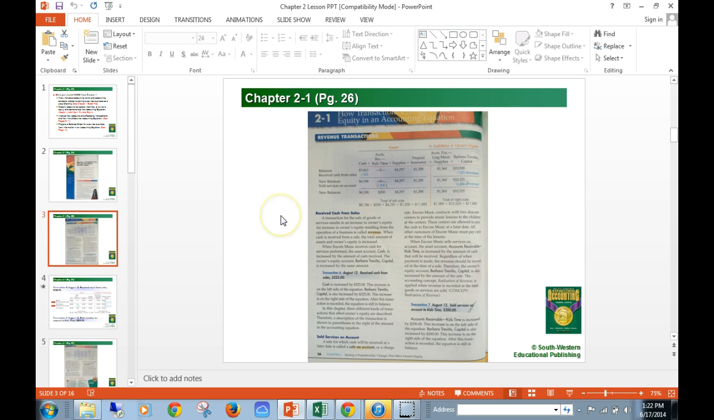So again, I'm on page 26 here. I wouldn't really worry about this top part quite yet. You can kind of see that here's our assets equals liabilities plus owner's equity. We've drawn a T account here. Here's our cash asset account, our accounts receivable account, supplies account, and prepaid insurance account. Again, those are all things that are worth money.